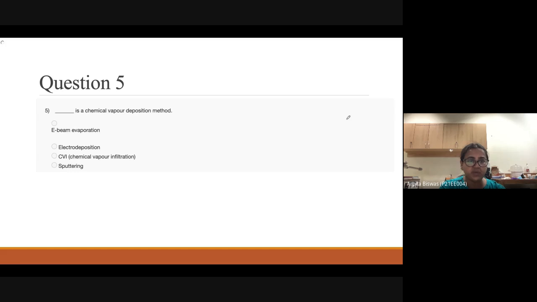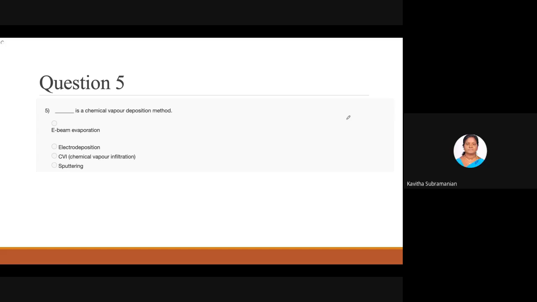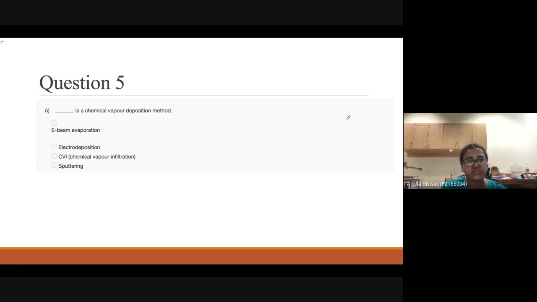Dash is a chemical vapor deposition process. So first is E-beam evaporation, second is electrodeposition, third option is CVI, chemical vapor infiltration, and the fourth option is sputtering. Sputtering, ma'am. Dash is a chemical vapor deposition technique. Take your time, go through the question, then try to get the answer.